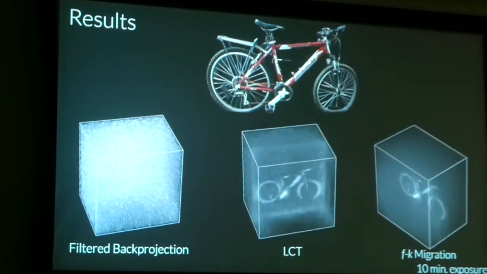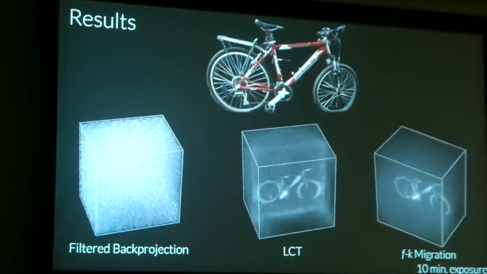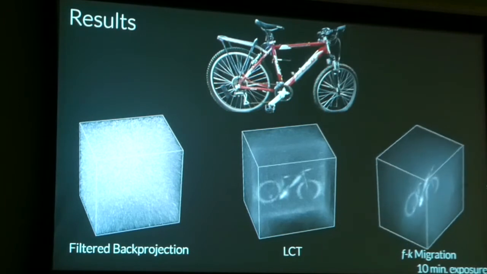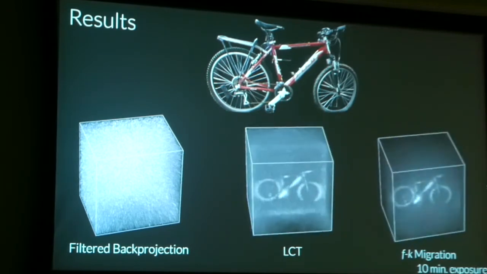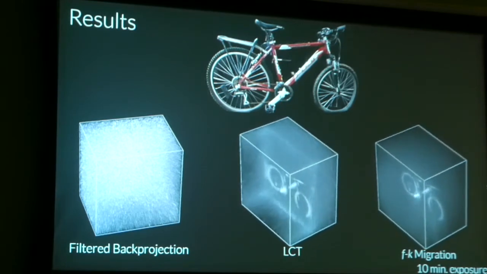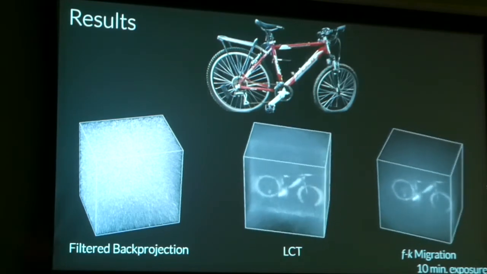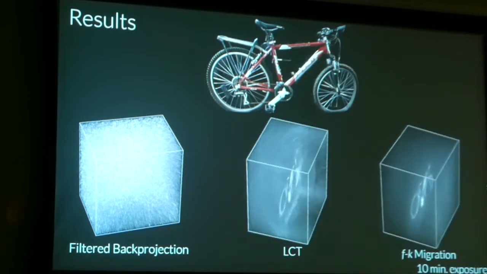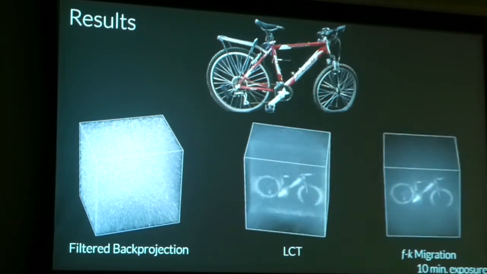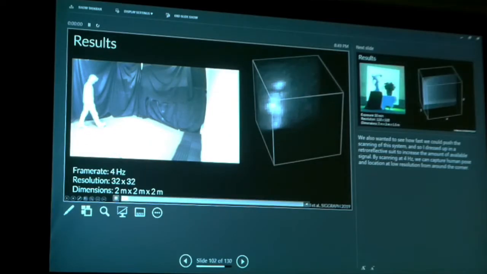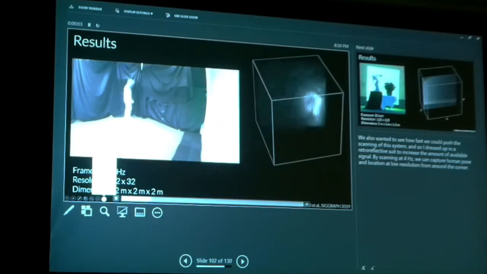Here's another example scene with a bicycle that we captured. This is a 10-minute exposure, and the reconstruction with FK migration is slightly better in this case than light-cone transform, and actually significantly better than the filtered back projection technique, which is more sensitive to noise. Okay, I think this is one of my favorite results.